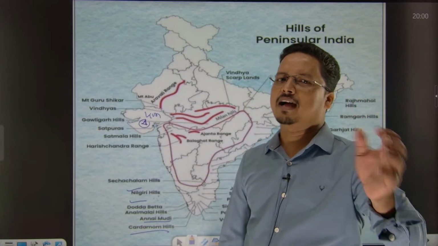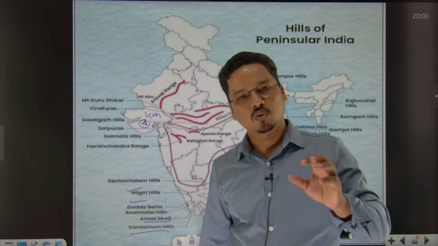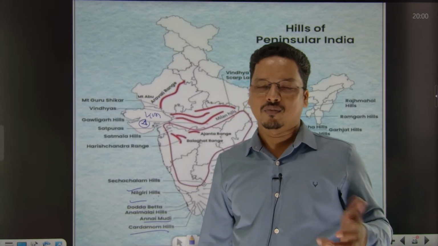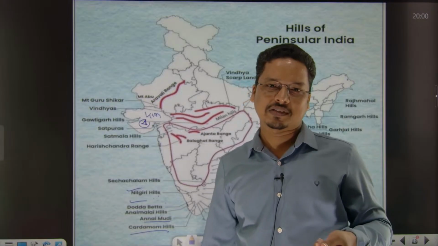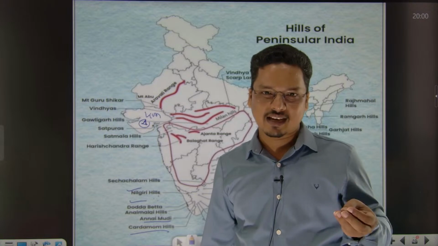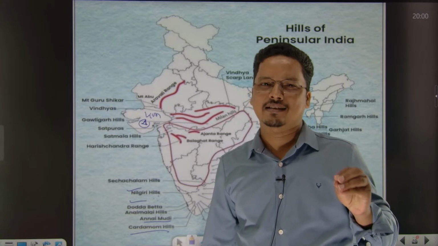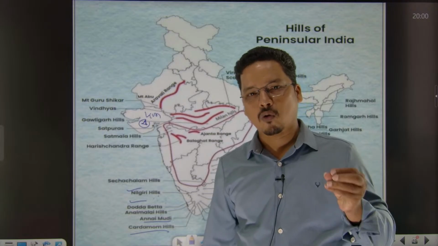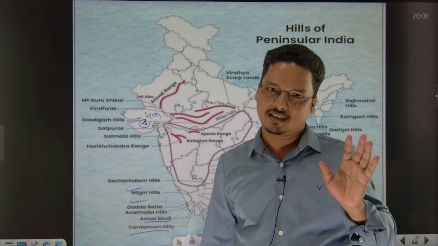Let's say if I ask a simple question, those hilly parts of Sri Lanka, whether they are the running of the Eastern Ghats or the Western Ghats, that is also the Western Ghats. That means Sri Lanka is a small island country but has hilly regions, and those hills are also the running part of the Western Ghats.